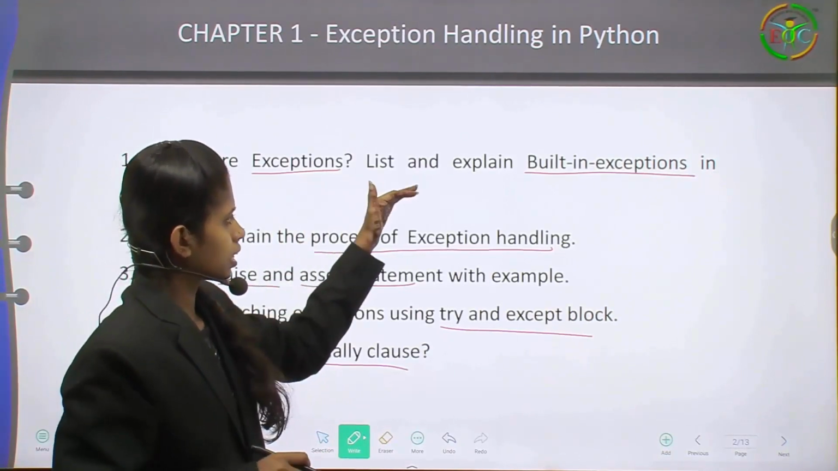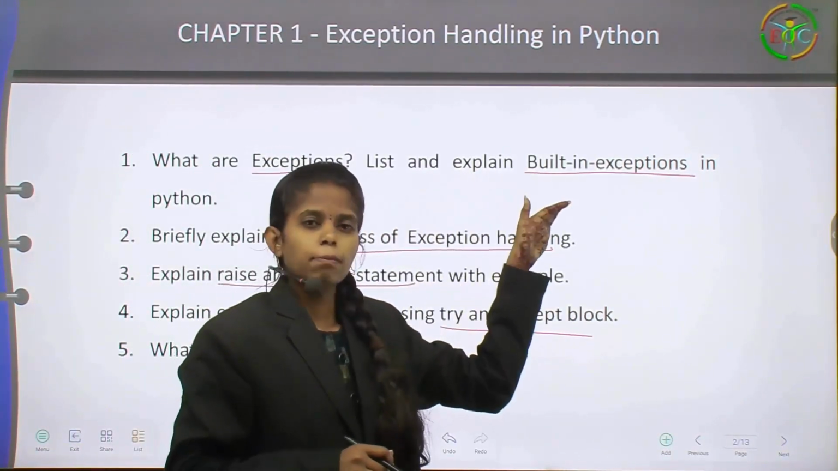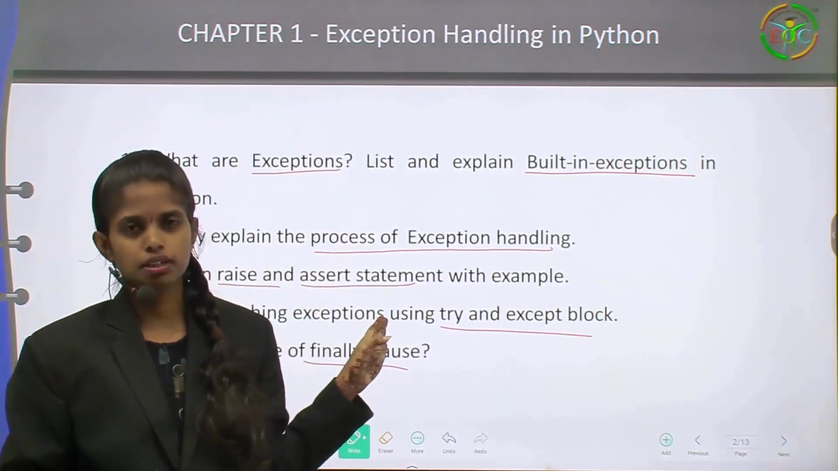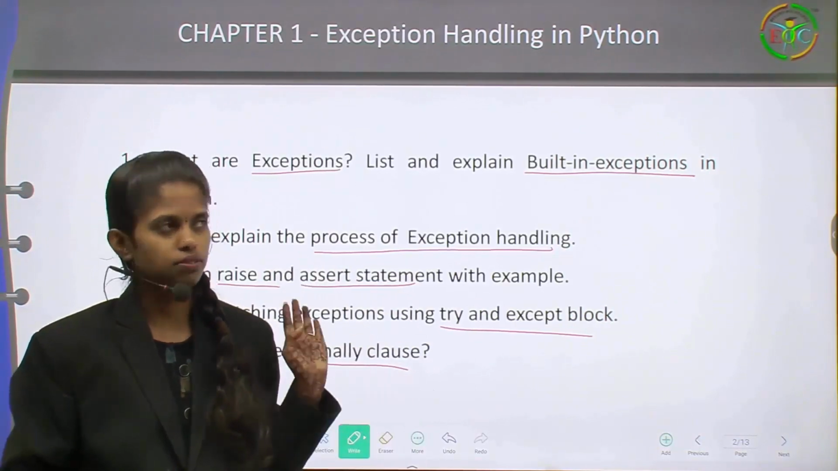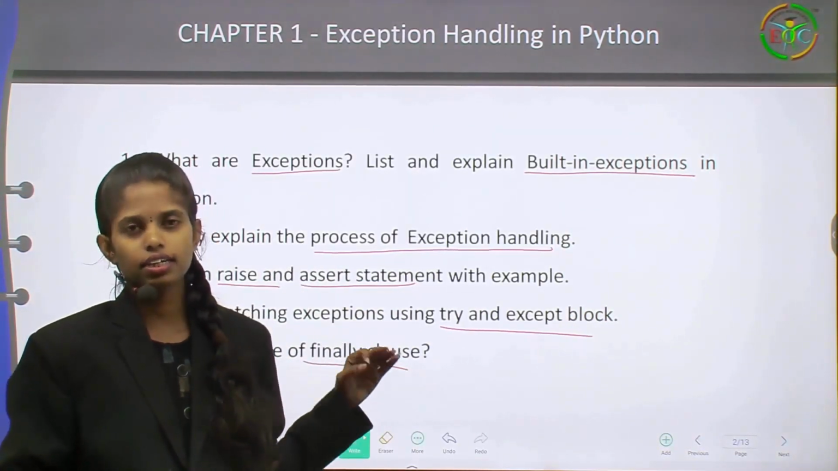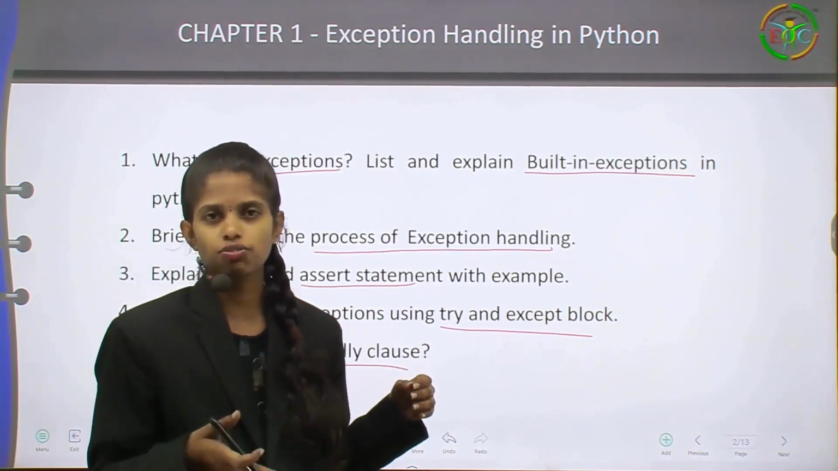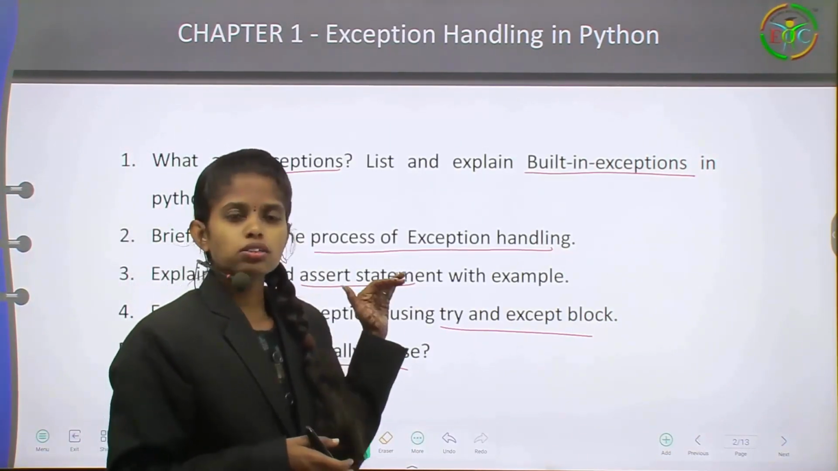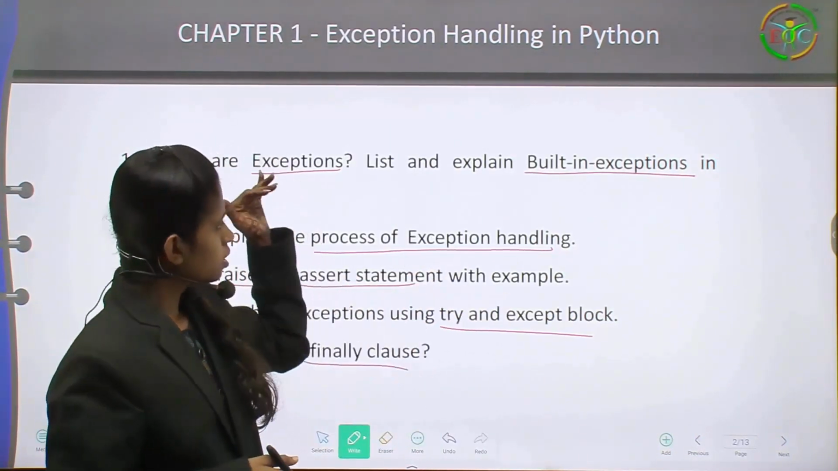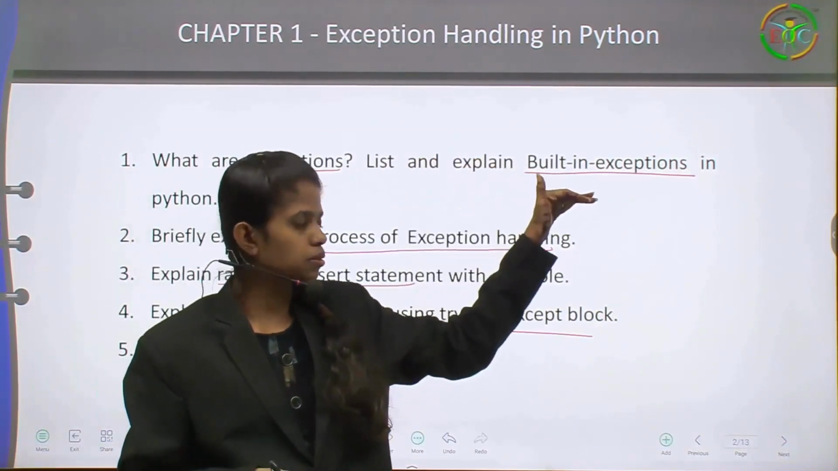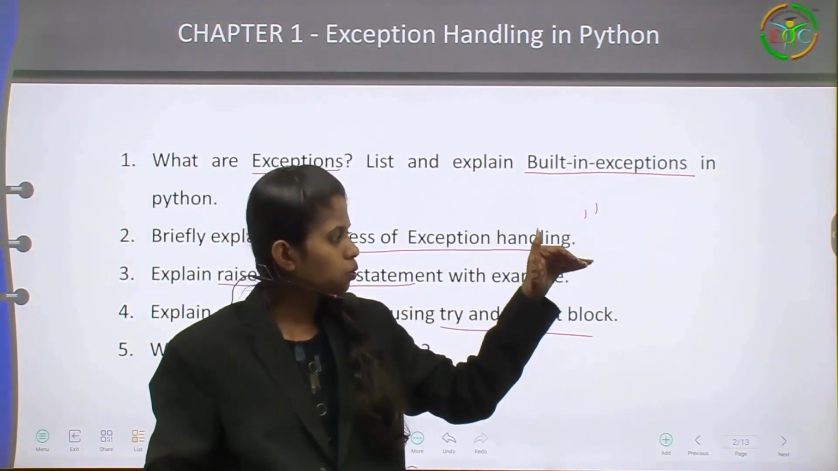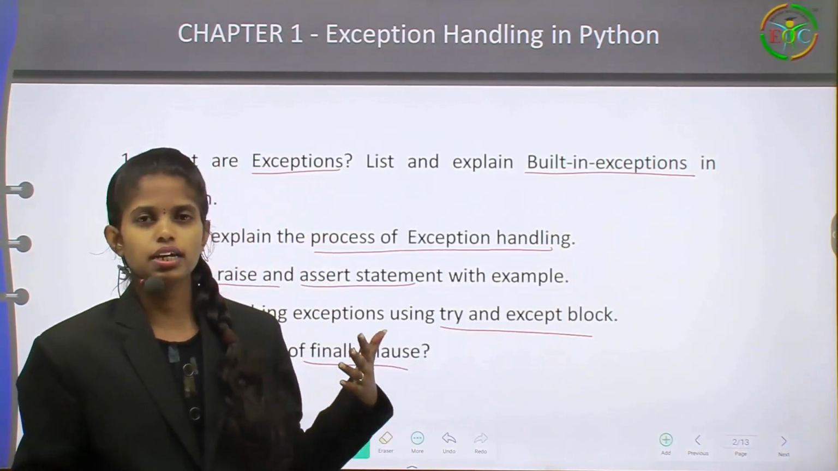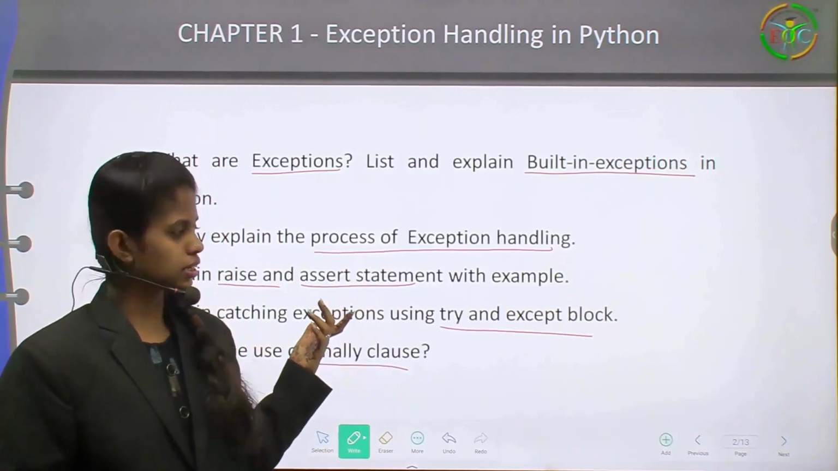Then they are asking to list and explain built-in exceptions in Python. There are too many built-in exceptions in the Python library. First list out all the exceptions and then give a one-line definition or explanation for each of them. And next they are asking us to explain the process of exception handling. We know what an exception is and what built-in exceptions are available. Now whenever an exception is raised, how that can be handled, that process you should explain in detail.